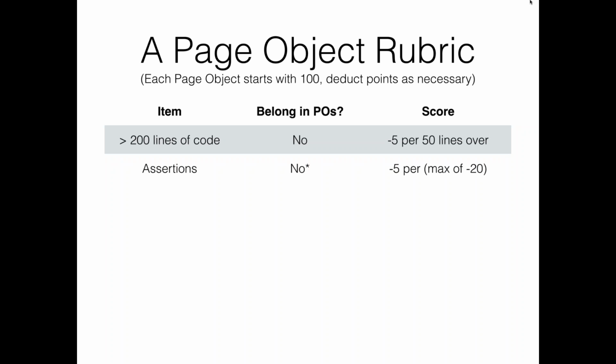And if you do, for each one that's obviously not verifying page state, but maybe you're trying to assert something else about the page, that should not exist in your page objects. So -5 for each one. There's a cap of -20 for that.